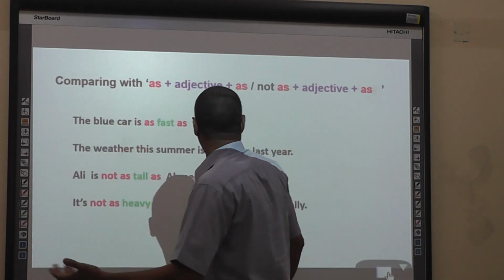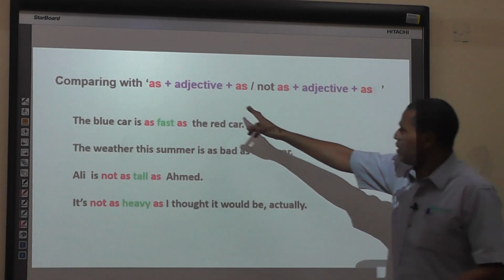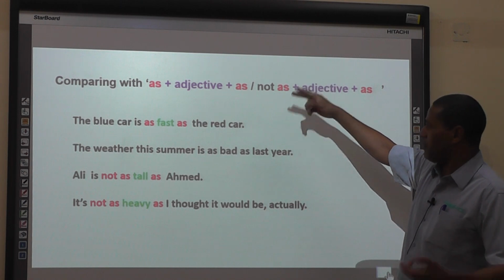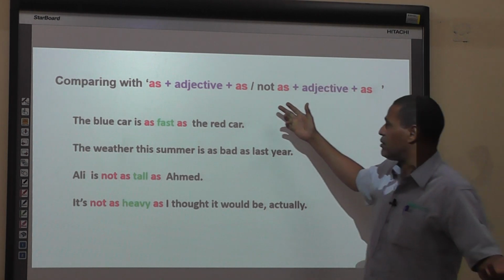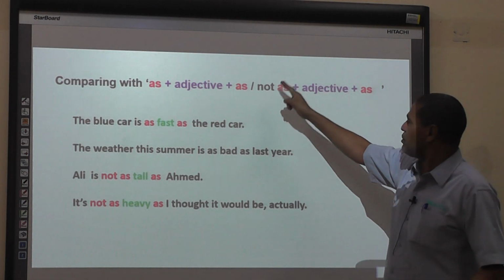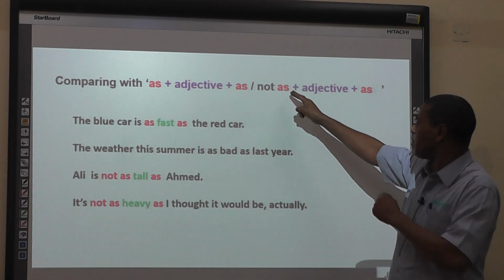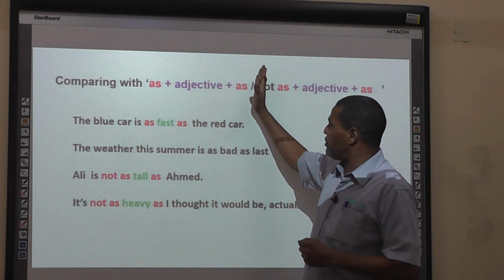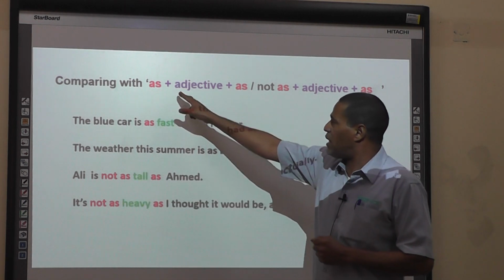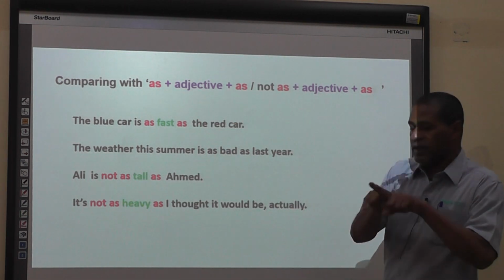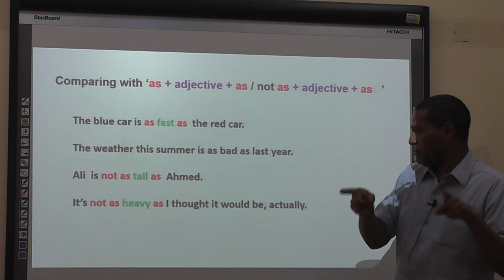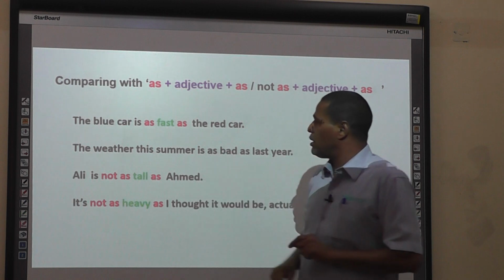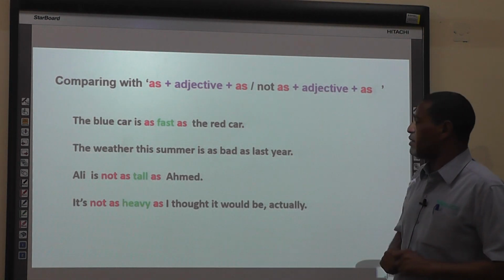Another point which we said we are going to talk about is how to use "as plus an adjective plus as" to make a comparison, and also "not as plus an adjective plus as". Usually we use the first form, as plus an adjective plus as, when we think two things are equal or the same. Like this one, the blue car is as fast as the red one.